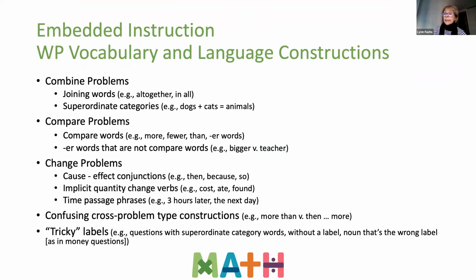So we had one condition in this study, which was schema instruction on word problems, where we taught combine, compare, and change problems. But in the second condition, we included embedded instruction on word problem vocabulary and language constructions. For combine or total problems, we taught joining words like "all together" and "in all."